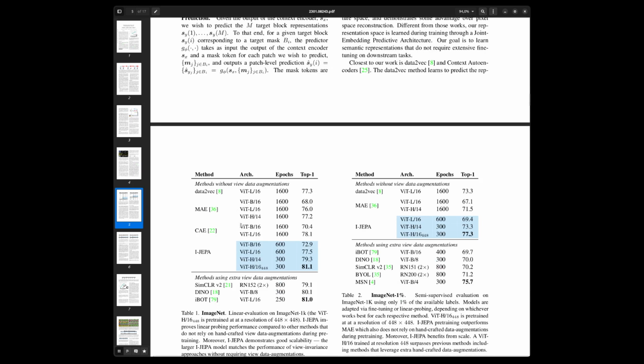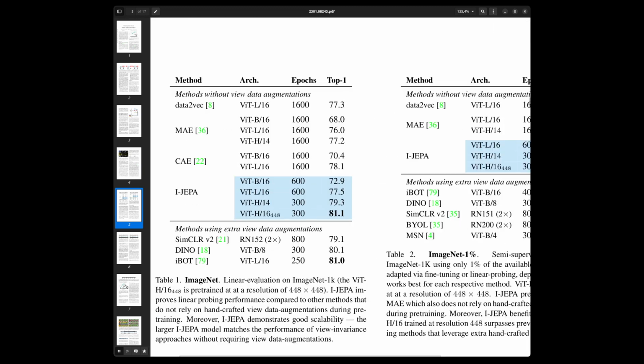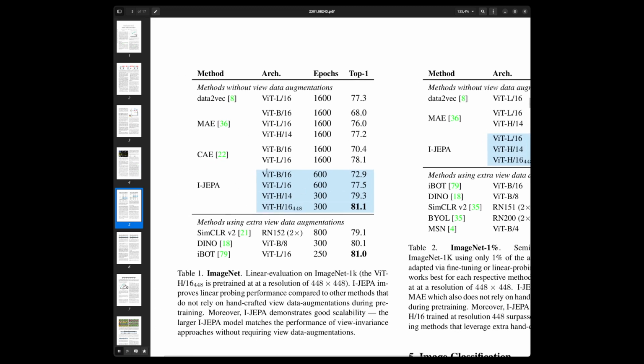Okay, let's see the experiments. This is top one, linear evaluation, so they freeze the encoder, the model.